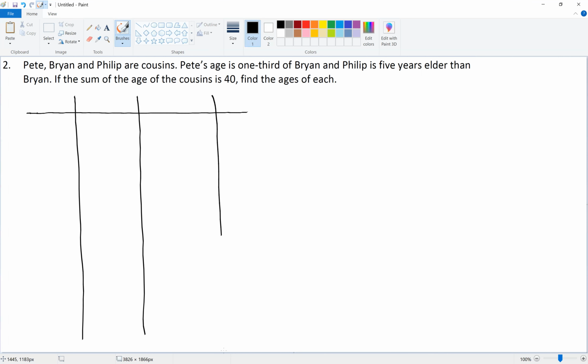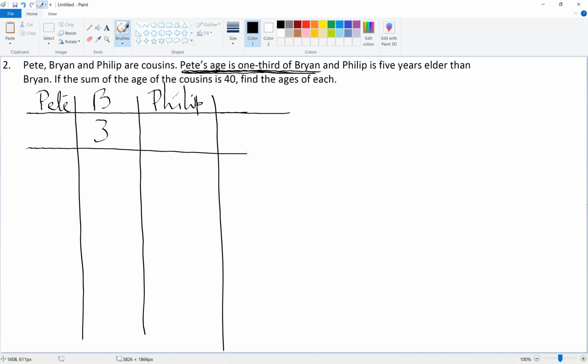So let's say we try this way. Pete's age is 1/3 of Brian. So this is Pete, and this is Philip. It says 1/3 of Brian. So what is the smallest age Brian can be? We have to do 1/3. So can it be 3? Yeah. So Pete would be how much? 1.